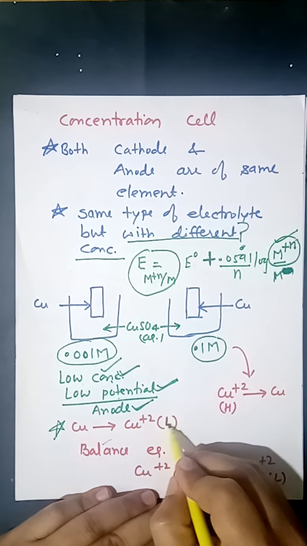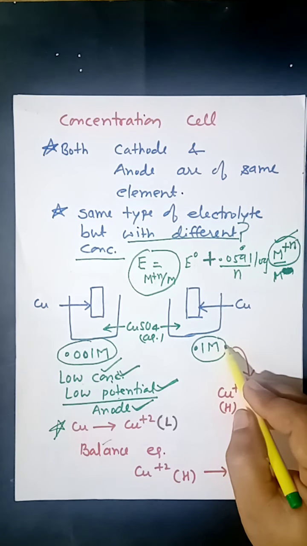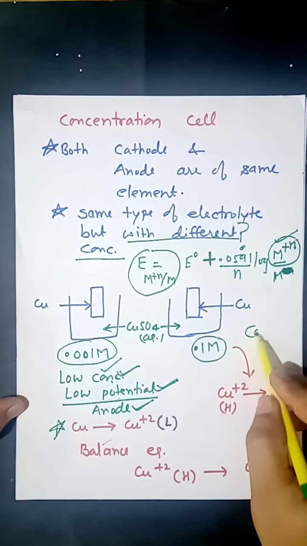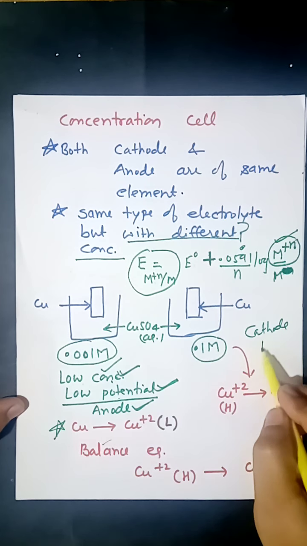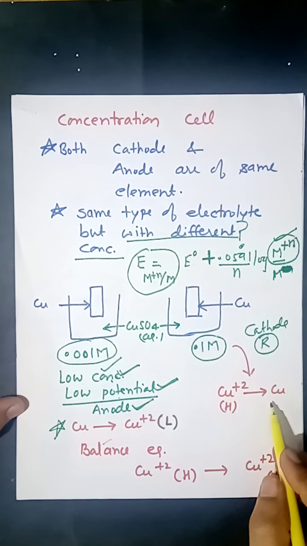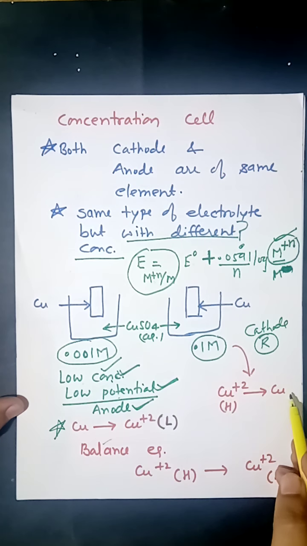Here I have mentioned L for low concentration. This is higher concentration, higher potential. Higher potential means it will behave like cathode. Cathode means it undergoes reduction reaction. So the reduction reaction takes place at this side. Here, in the reduction reaction, copper ion converts into copper.